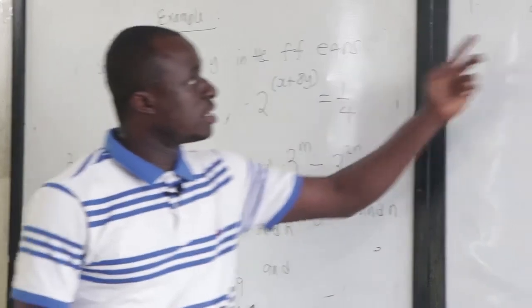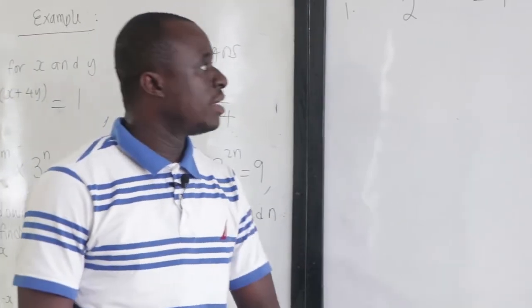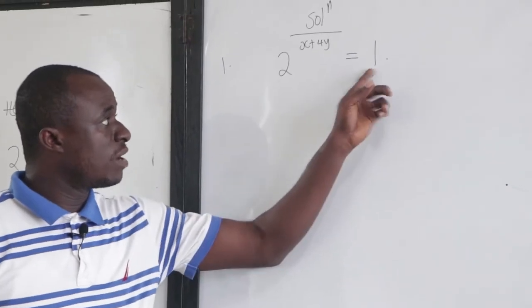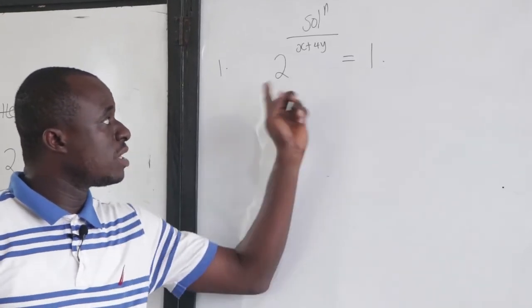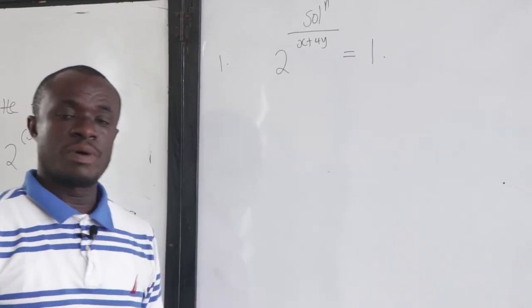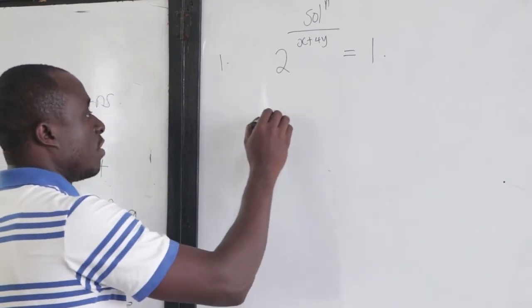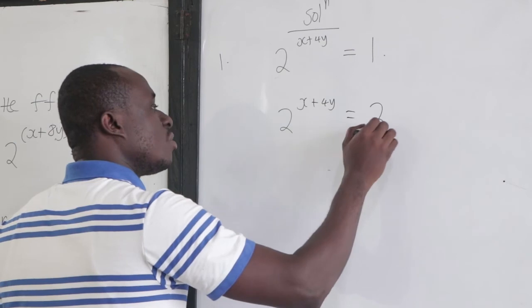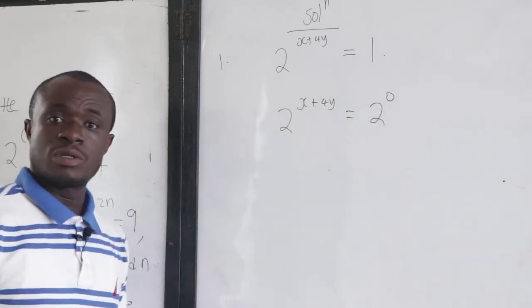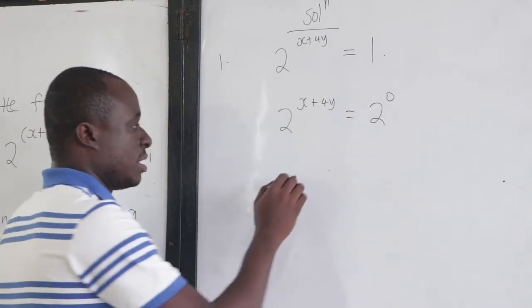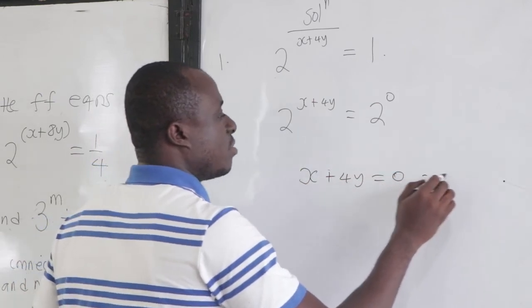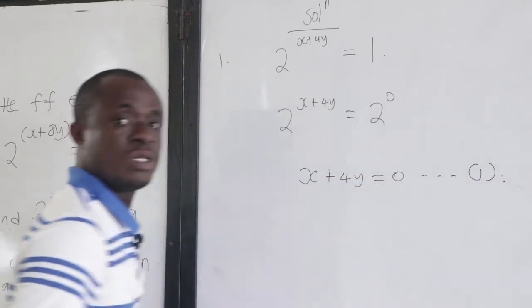Now the first one, this is what we have. And in this, we have to make the bases the same. This one we have 1. So for us to make the base the same, we can change this one to 2 to the power 0. So we have 2 to the power (x + 4y) equal to 2 to the power 0. 2 to the power 0 is 1. Clearly, what do we have? x plus 4y equals 0. We can say this is equation 1.